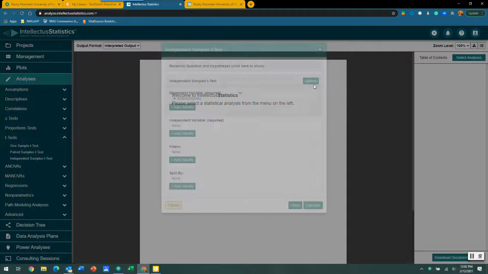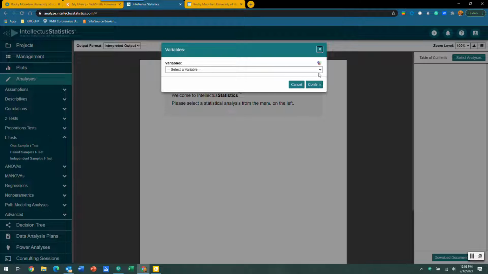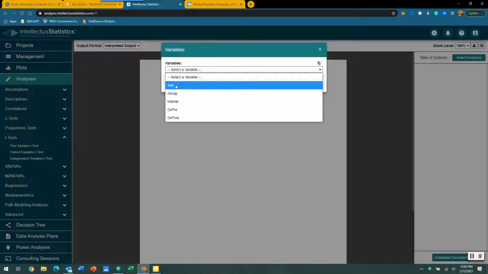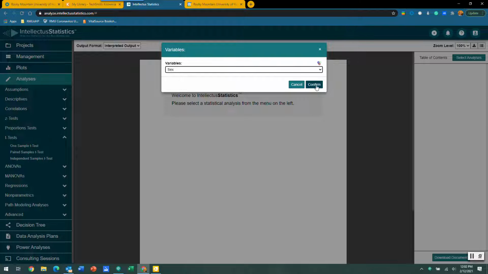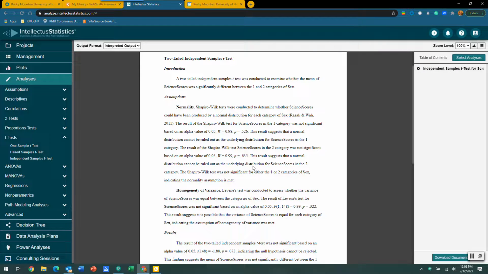I click Confirm. I next need to add my independent variable, and that is sex. And then I click Confirm. And then I can click Calculate. So we're going to go to the raw output here.